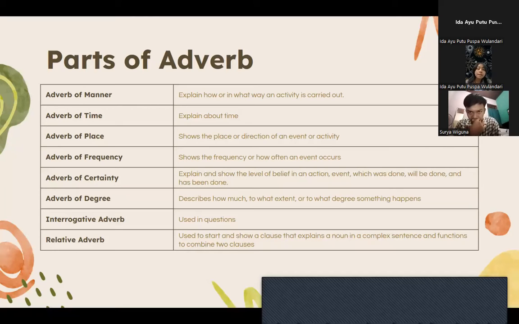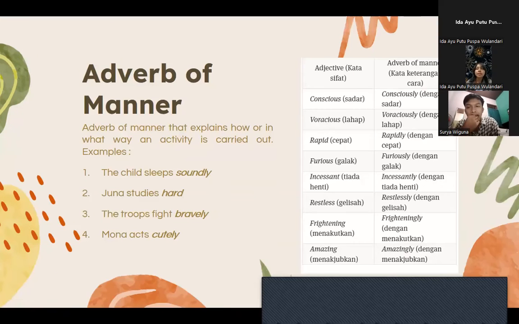Next is adverb of degree, describing how much, to what extent or what degree something happens. And the next is interrogative adverb, used in questions. And last but not least, relative adverb, used to start and show the clause that explains a noun in a complex sentence and functions to combine two clauses. All right, so as you can see on the slide, adverb of manner is the adverb that explains how or in what way an activity is carried out.